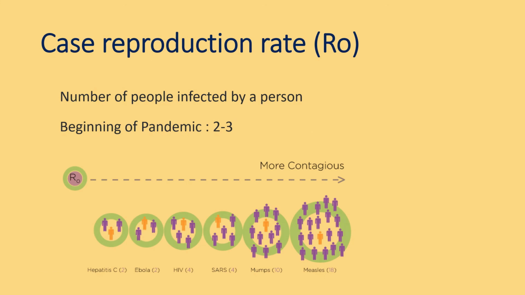Case reproduction rate or R-naught is the number of people infected by a person. We can see here the usual R-naught for SARS is about 2 to 4 when compared to measles, which has an R-naught of 18. At the beginning of the pandemic, the R-naught for SARS CoV-2 was about 2 to 3.